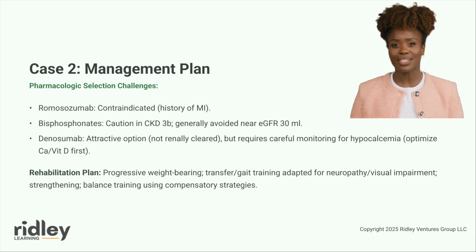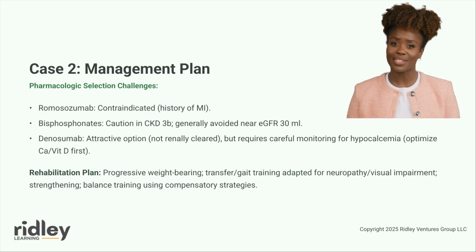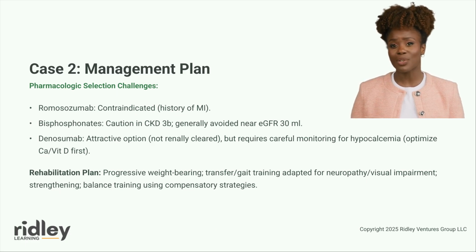Balance training compensates for his reduced proprioceptive input from peripheral neuropathy and visual limitations from diabetic retinopathy, emphasizing alternative sensory strategies and environmental awareness. Occupational therapy assessment addresses adaptive equipment needs and home modification recommendations to reduce fall risk upon discharge.